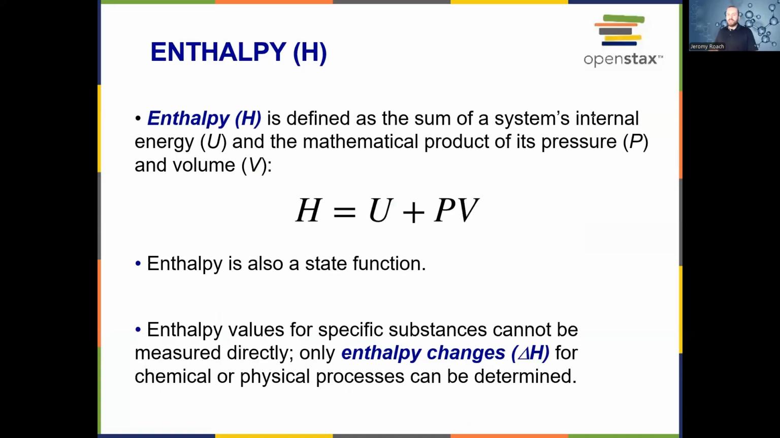Enthalpy, uppercase H. I've said enthalpy a couple of times so far, but here's our equation for enthalpy. It's defined as the sum of a system's internal energy and the mathematical product of its pressure and volume. So it's the internal energy plus pressure times volume. Enthalpy is also a state function. At constant pressure, enthalpy can simplify to delta H equals Q_P. This means that delta H equals the heat transferred at constant pressure, which is why we use enthalpy so much in chemistry.